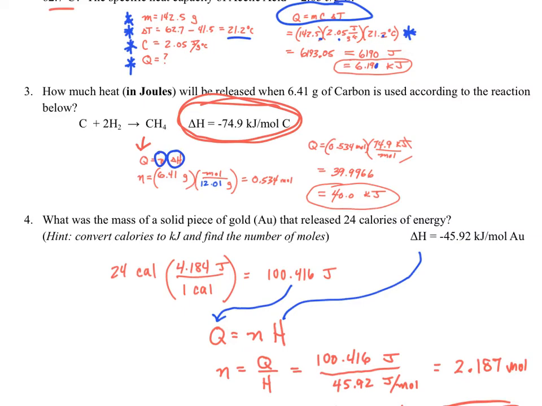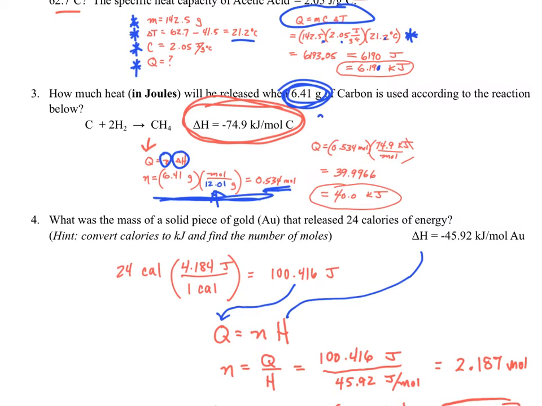Now, N stands for moles, but we are given grams. So we got to do a little bit of conversion. This goes back a couple of units. The molar mass for carbon from the periodic table, 12.01. So instead of 6.4 grams, we'll use 0.534 moles. Now we can put it into Q equals N times delta H. Moles times kilojoules per mole gives us kilojoules. Let's round our answer to 3 digits in kilojoules.